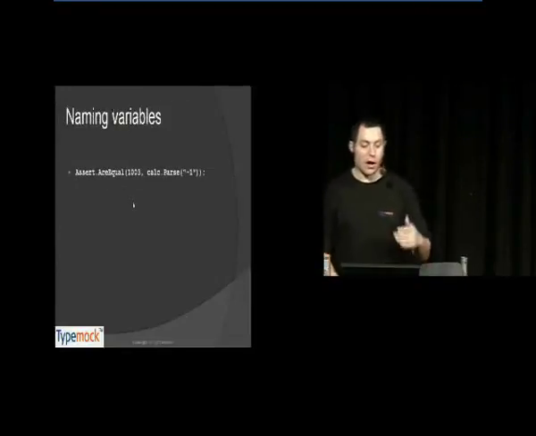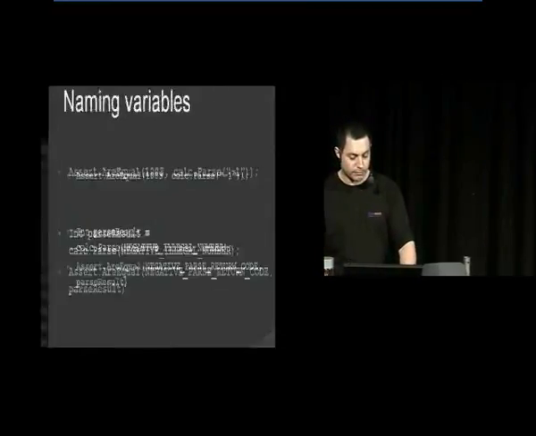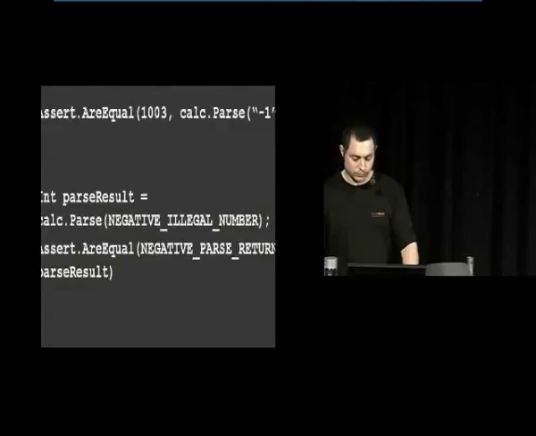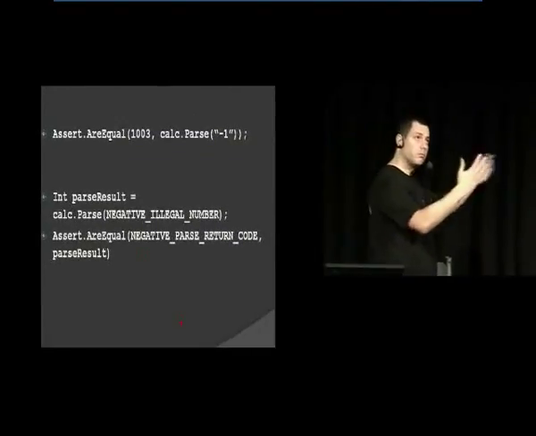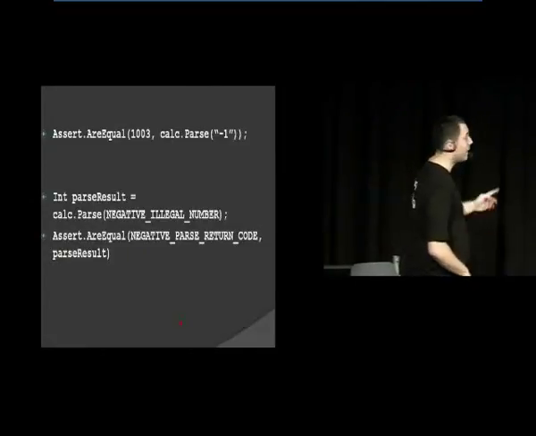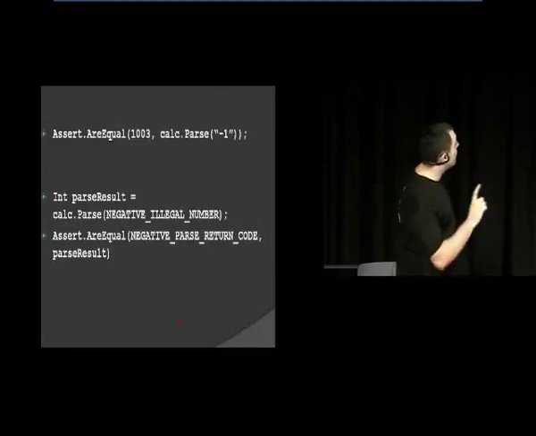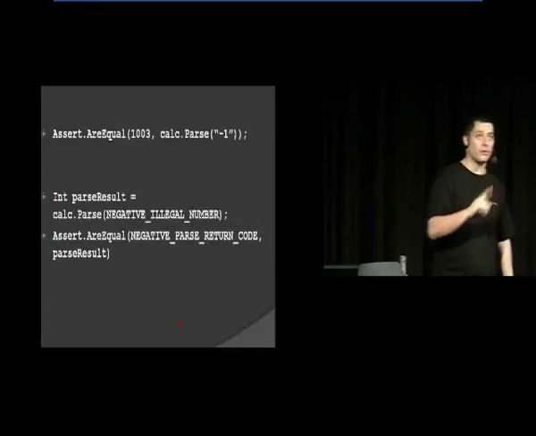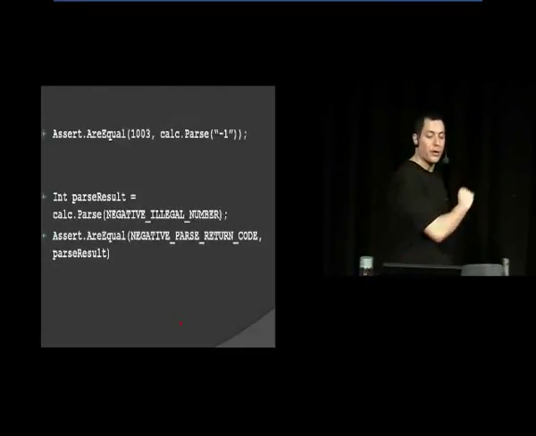You want to put them in consts so the test is more readable. Here's a more readable example of that. Okay, it's a bit more wordy, but if the test name sucks, at least you have this. I get the parse result, but I send in a negative illegal number. This is the scenario. The expected result is a negative parse return code.